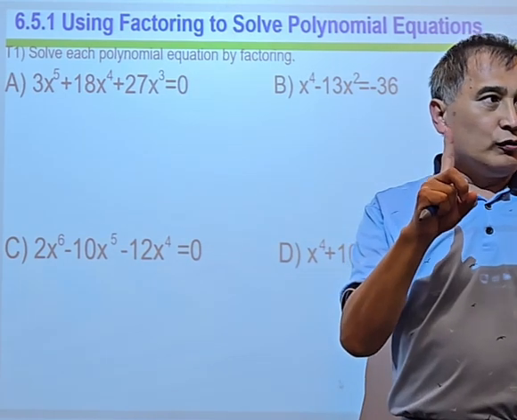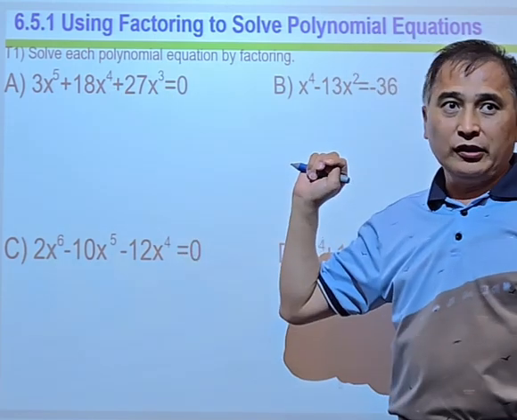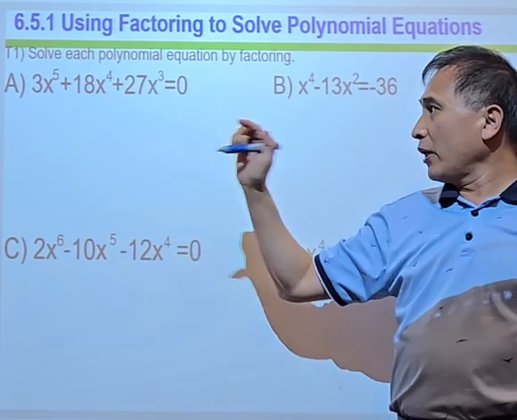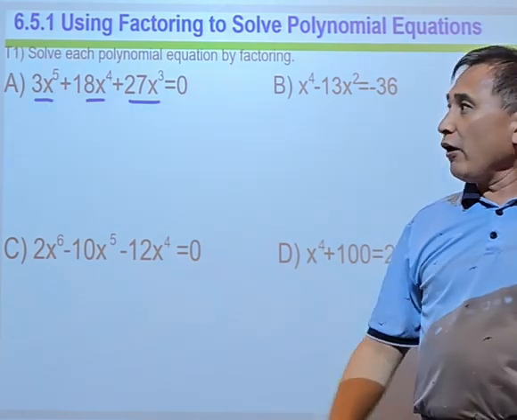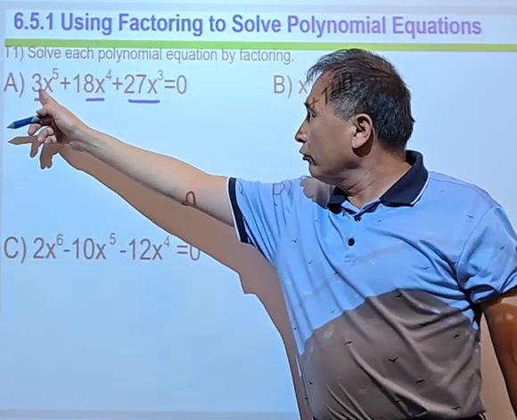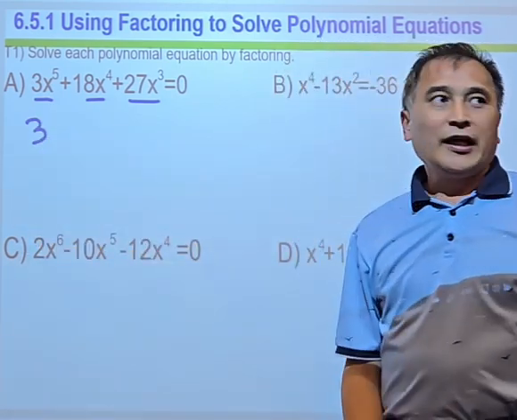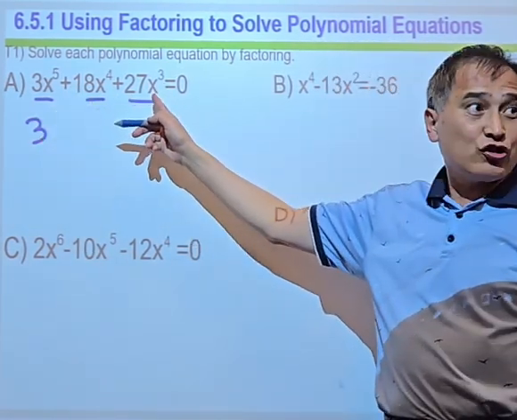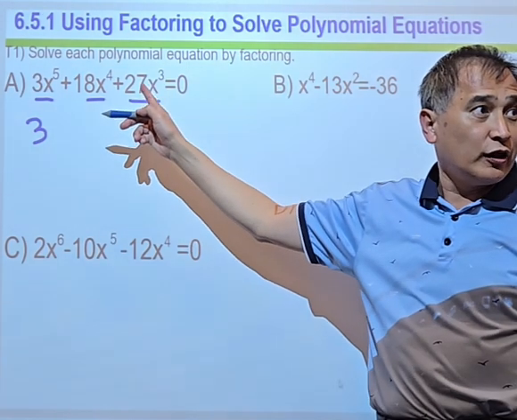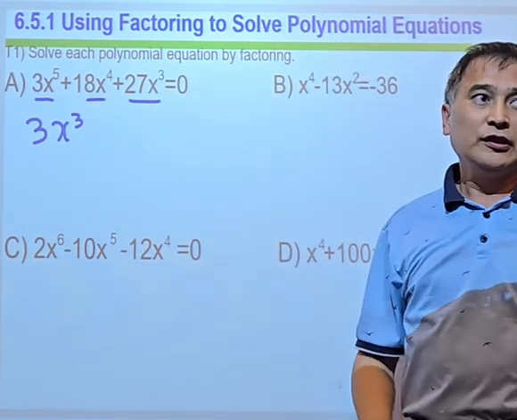But the first thing you're going to do, if there's any common factor among all the terms, is take that out. So here, 1, 2, 3 terms, right? They all share the number 3, so 3 is a common factor, and we take that out. And at least they have x cubed as a common factor, so we also take x cubed out.